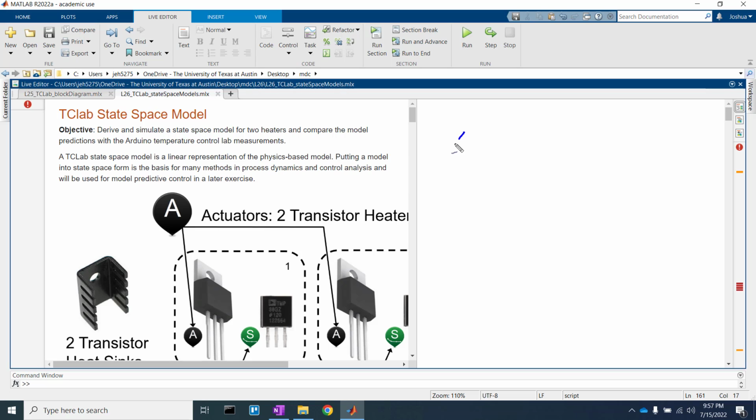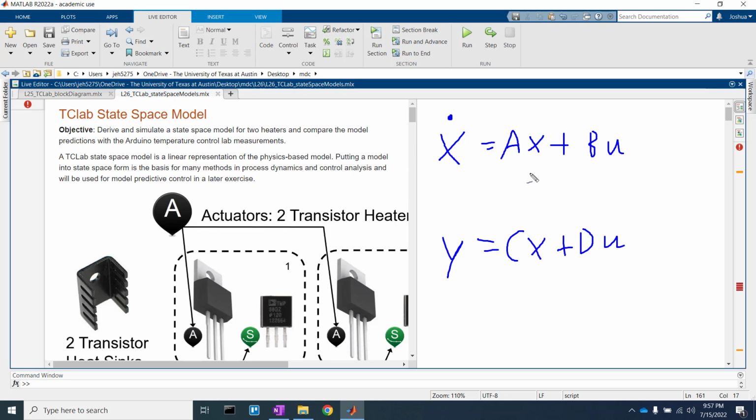is we have x dot, which is a rate of change. It's the rate of change of our variables, and that's going to be equal to Ax plus Bu, and then I'll write the other one down real quick. The other equation is y is equal to Cx plus Du. So let's talk about what each of these variables mean really quickly.